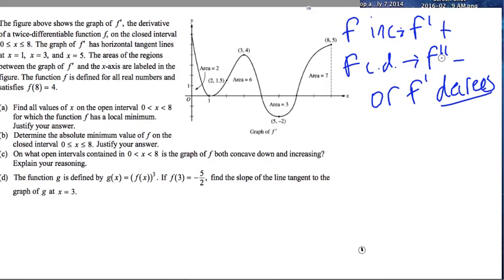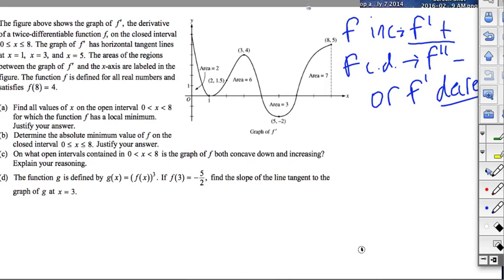So that's what we're looking for. We're looking for f prime positive, but f prime decreasing. And that's going to be pretty easy to identify. It's positive, kind of all of this, and then it's decreasing 0 to 1, 3 to 4, and that's it, right? Those are the only times where it's both above the axis and decreasing.